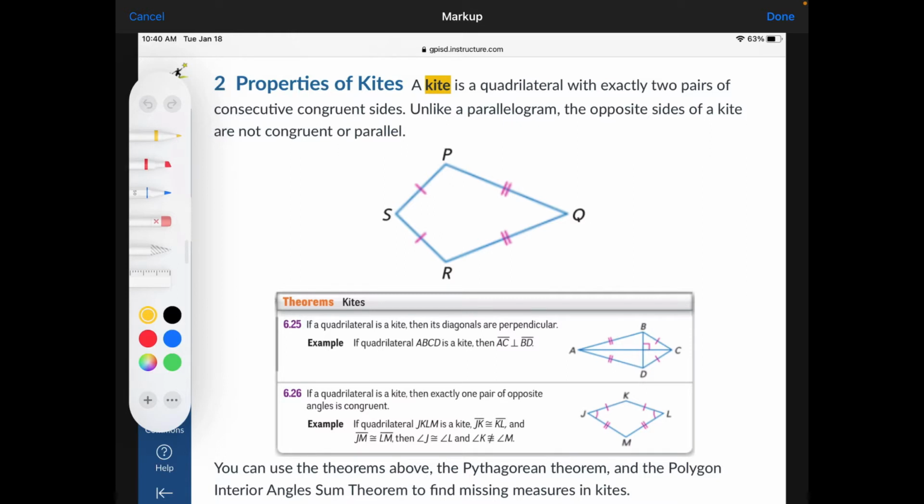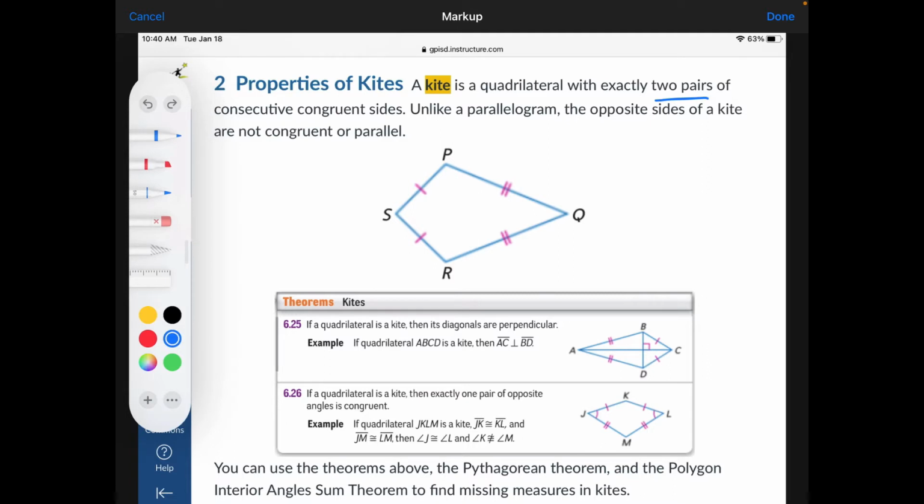A kite is a shape I never knew existed until several years into my educational experience. I learned that a kite is actually a shape, not just something you fly in the sky. A kite is a quadrilateral with exactly two pairs of consecutive congruent sides. So it's kind of like taking apart a rectangle and rearranging the sides so that the opposite sides are not across from each other, but now they're next to each other. So it's really interesting and pretty cool, actually.